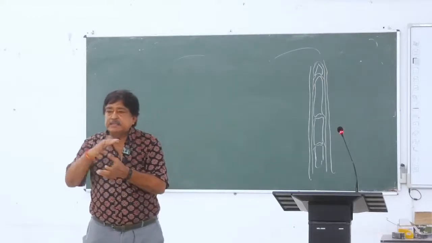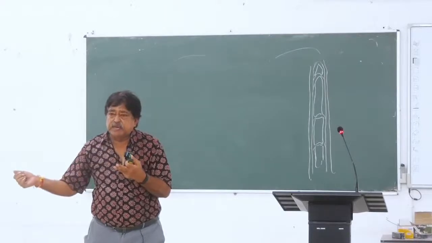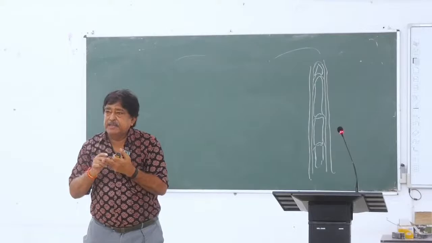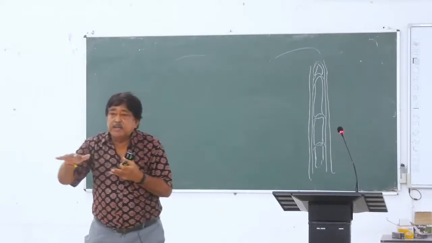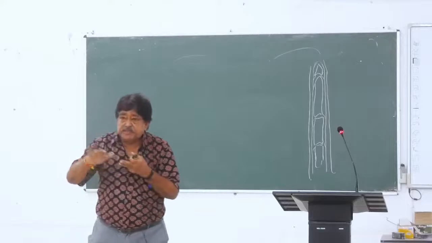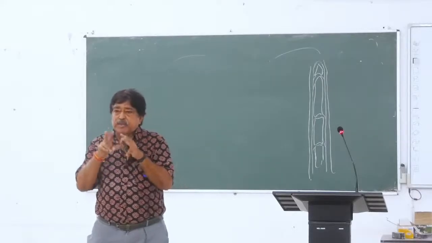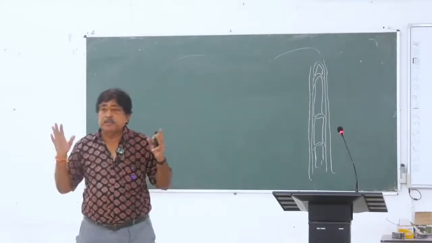Then I see where the bleed is happening. It might be a spurter, it might be a diffuse contusion injury, so there will be some diffuse bleeding, so you have to apply the tourniquet. Don't panic.